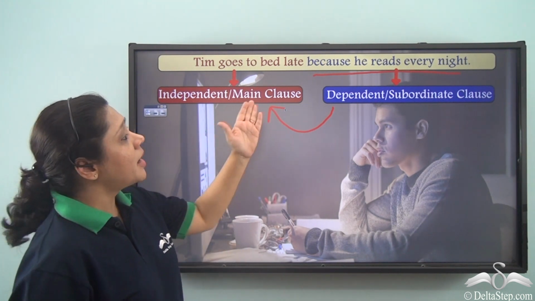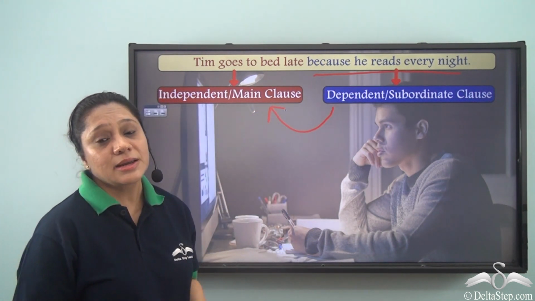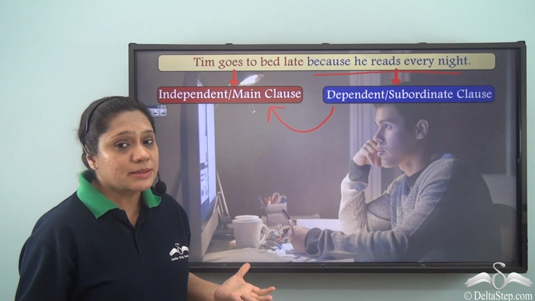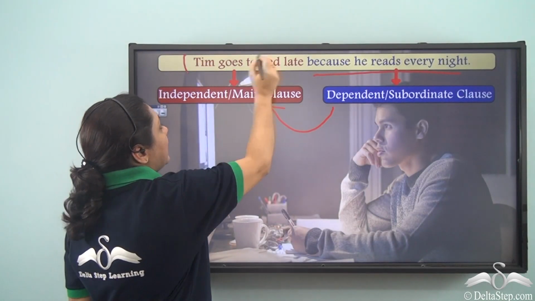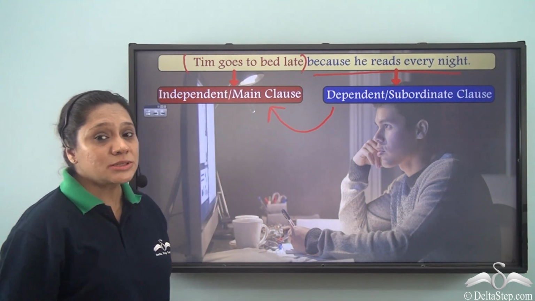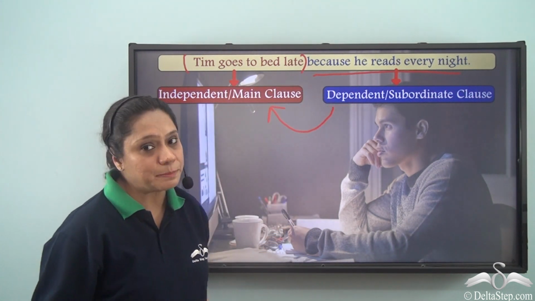If we just say, "Because he reads every night," it does not make any sense. It is not complete. So we need an independent or a main clause to make its sense complete.